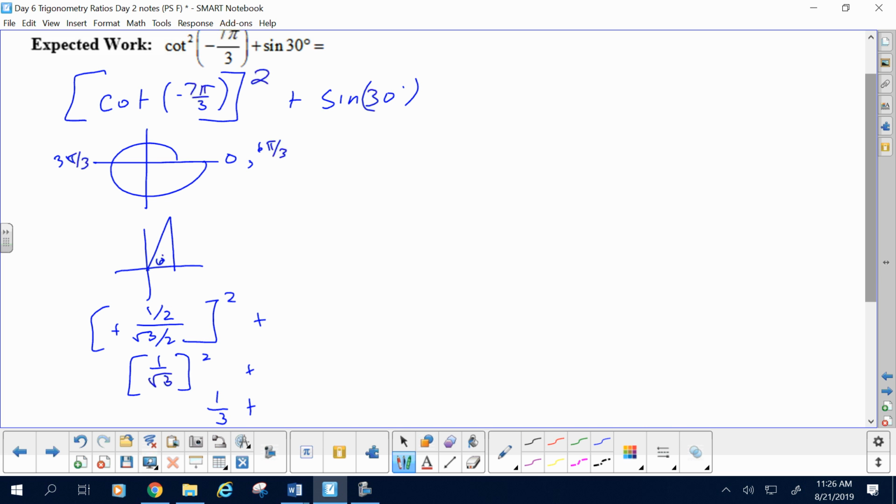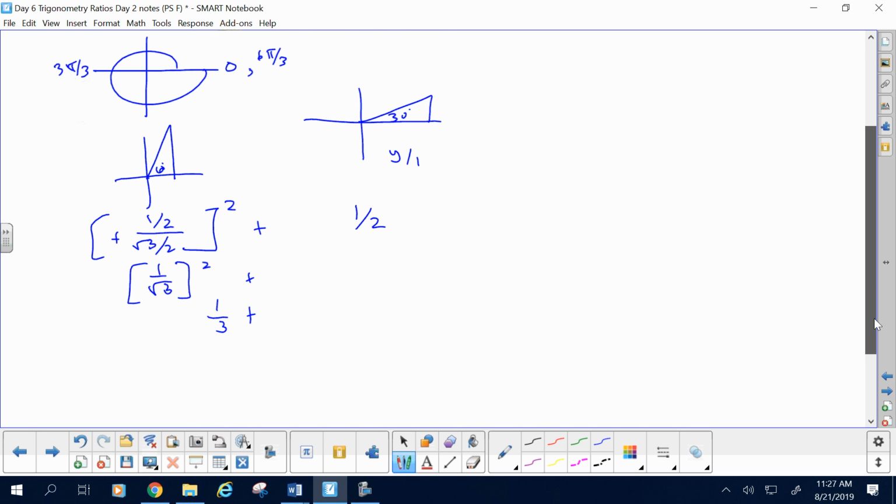All right. Now we need to do the other part. Sine of 30 degrees. That's surely a 30-degree related angle. It's first quadrant, so it's positive. Sine is the ratio of what to what? Y to 1. And so y over 1, what's the y side there? It's the short side. So what is the short side of 30-60-90? 1/2 over 1. So 1/3 plus 1/2.